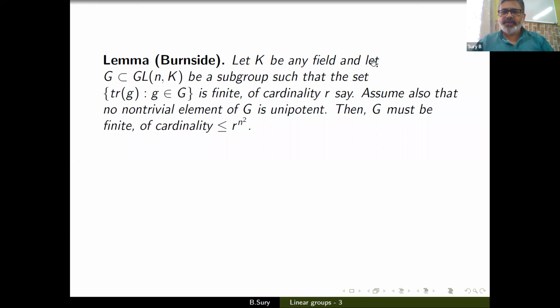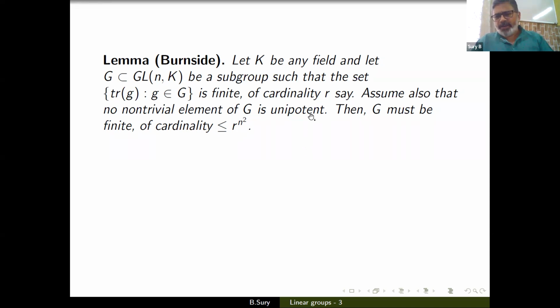So let K be any field, and Bernstein's lemma says this. Take a subgroup such that the set of traces is finite. We are not asking for any more condition right now. So a subgroup of GL_n(K) could be an infinite group for all you know, but we want to say under certain conditions it must be finite. The condition I am putting is that the set of traces is finite of some cardinality R.